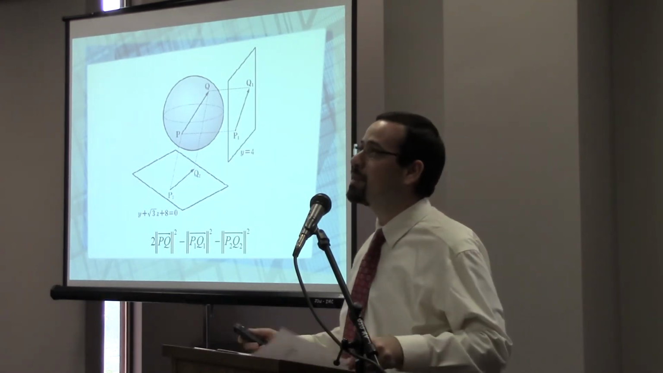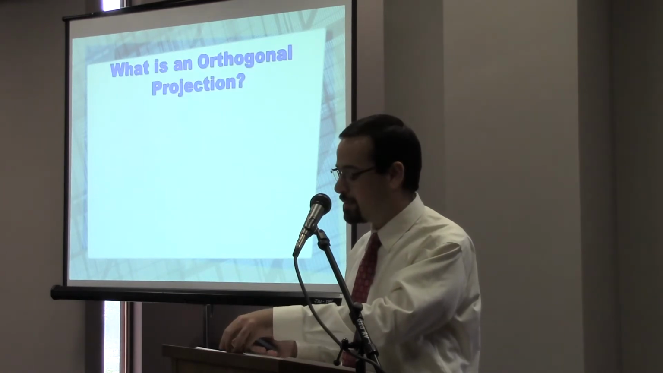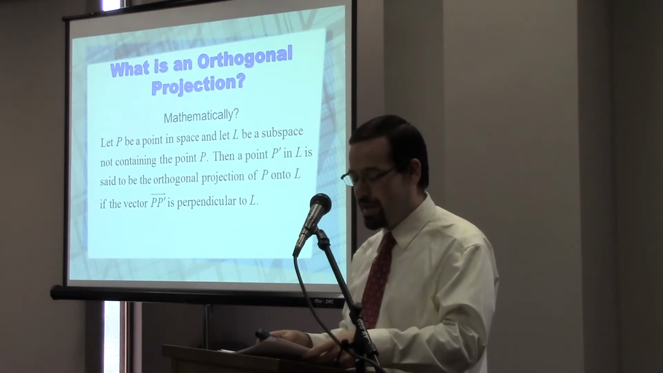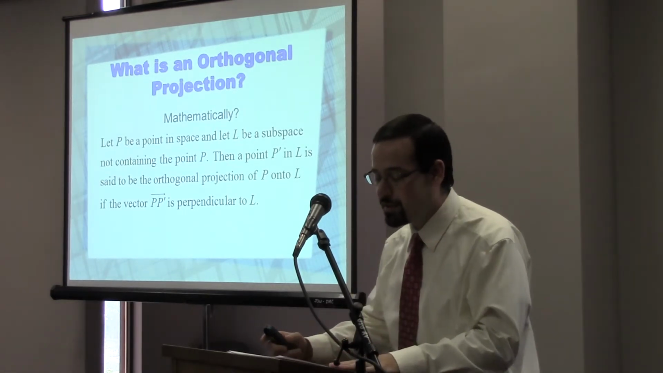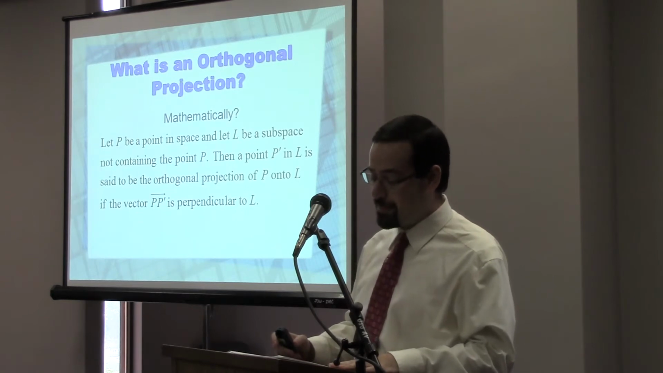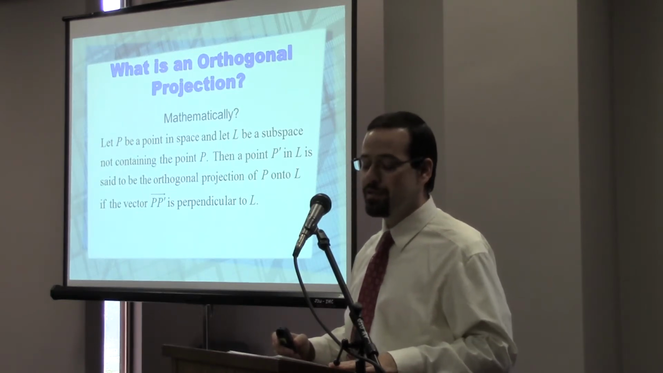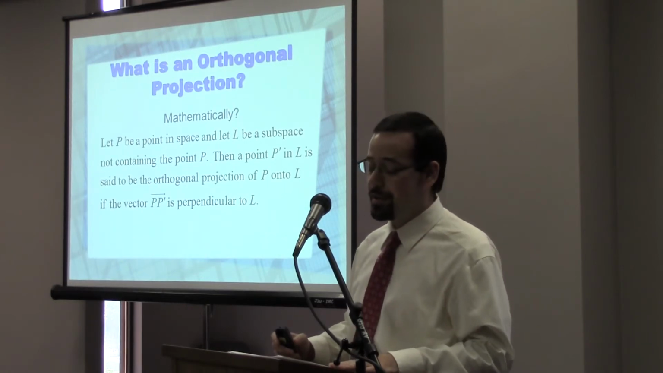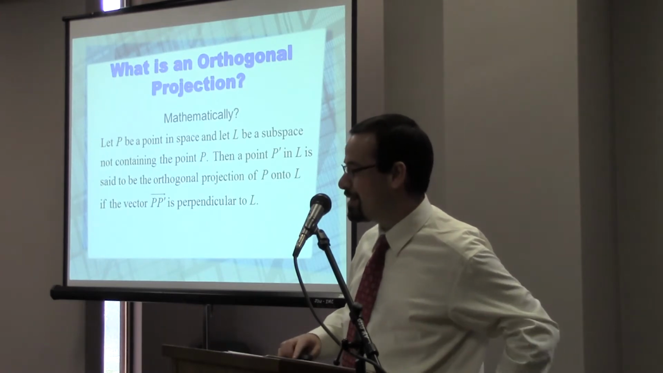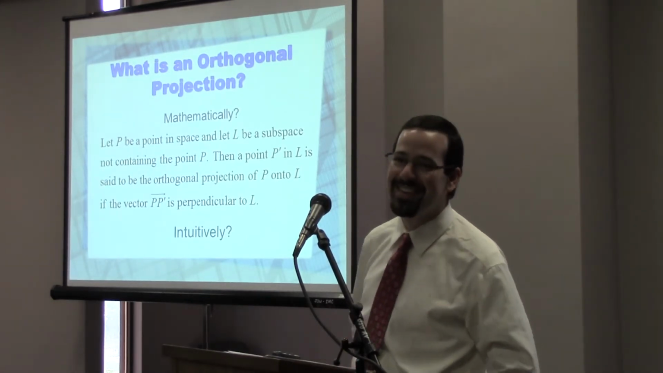So let's back up and talk about what exactly is orthogonal projection. Mathematically, if we have a point P in space, and if L is a subspace not containing the point P, then a point P prime in L is said to be the orthogonal projection of P onto L if the vector P prime is perpendicular to L. Now that that's clear, let's think about it intuitively.